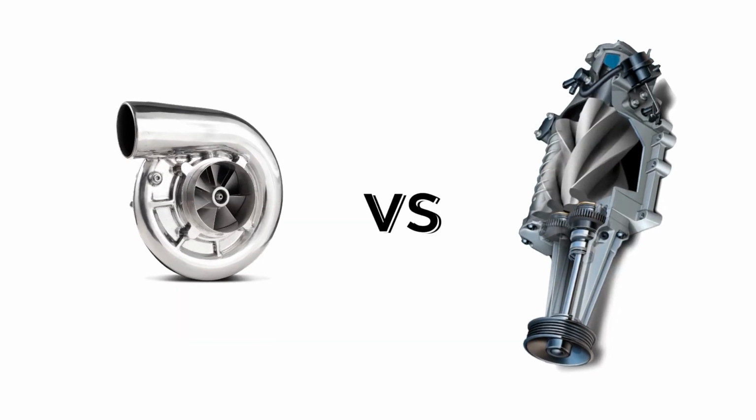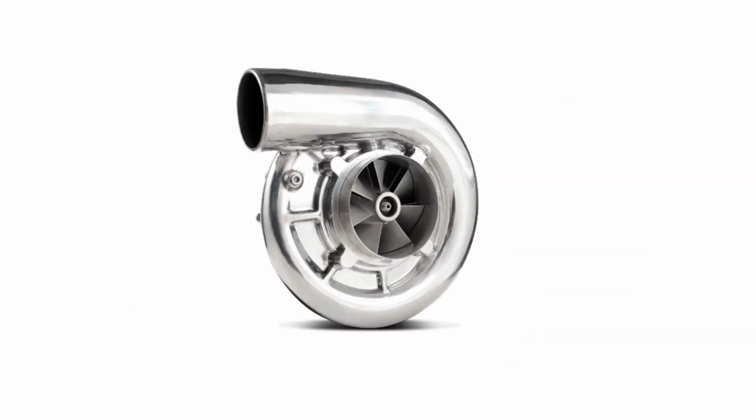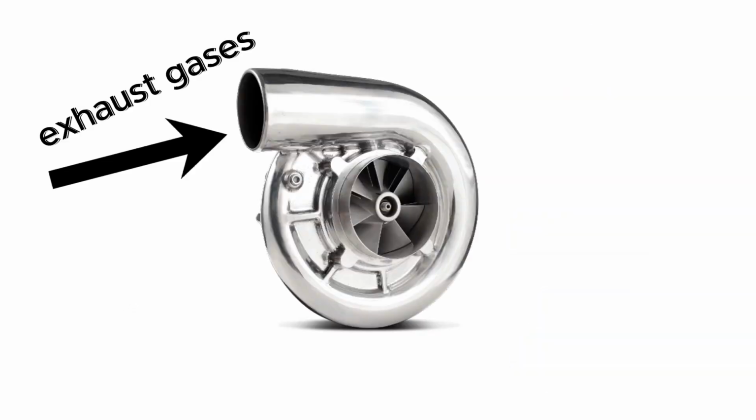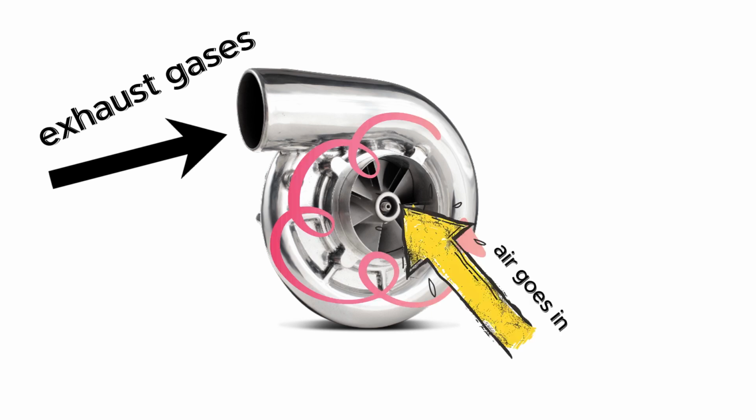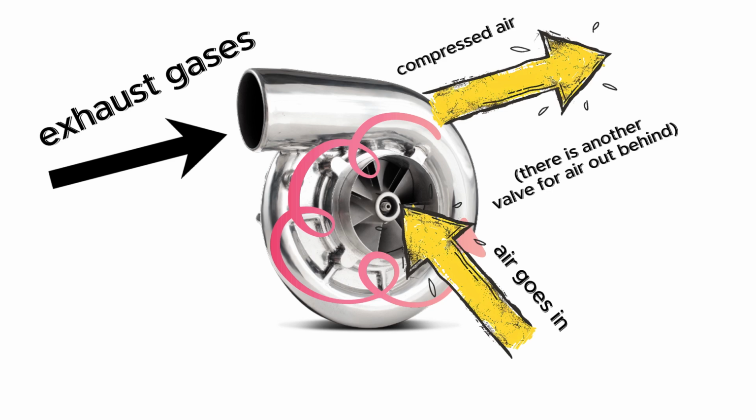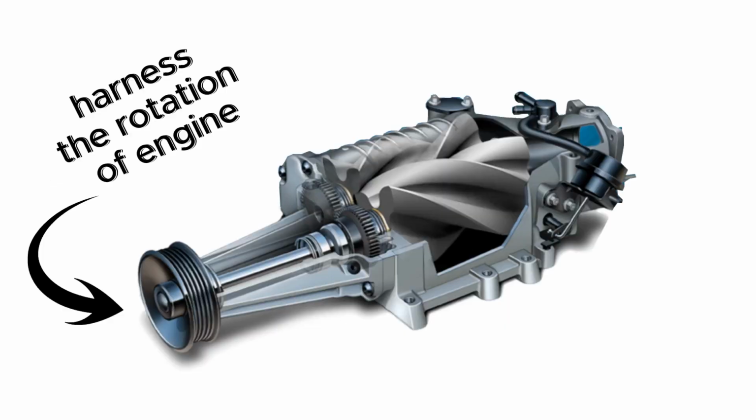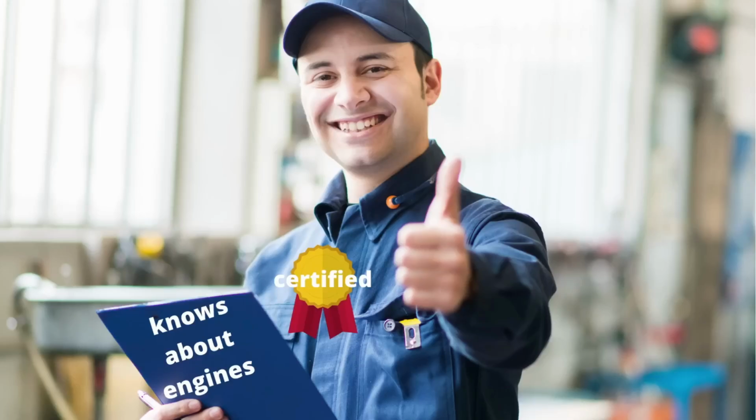The difference between a turbocharger and a supercharger is that a turbocharger uses the exhaust gases coming from the engine to spin a turbine, which compresses air and sends it to the cylinders. And on the other hand, a supercharger uses the actual turning of the engine to cram more air in it. And now you are totally certified to talk about engines with actual car people.